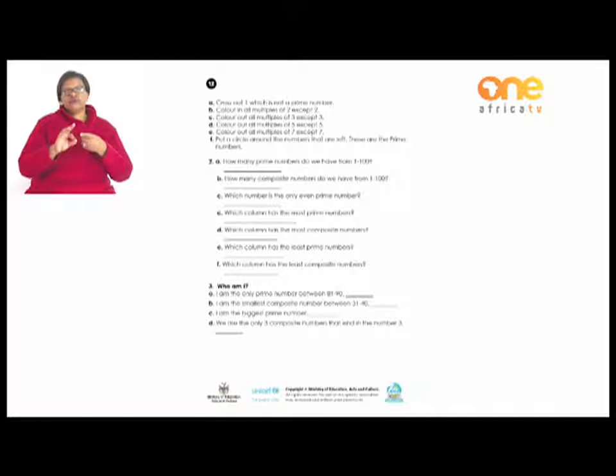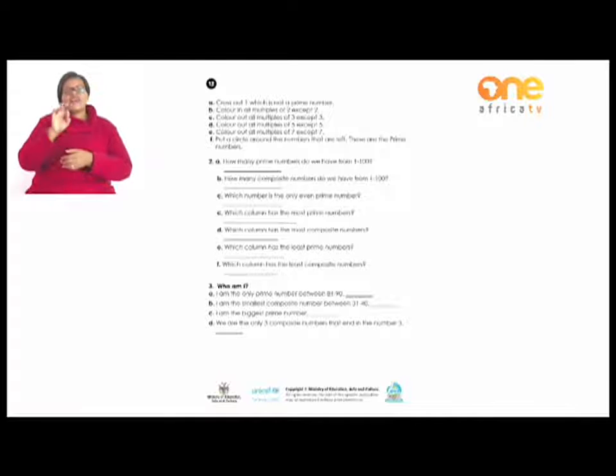B says, color in all multiples of 2 except 2. In case you have forgotten what the word multiples means, like if you are asked, what are the multiples of 4? It will be 4, 8, 12, 16, 20, 24. Those are multiples. Okay? So, color in all the multiples of 2 except 2. And then C, color in all the multiples of 3 except 3. And then D, it also says color out all the multiples of 5 except 5. And then E, color out all the multiples of 7 except 7.